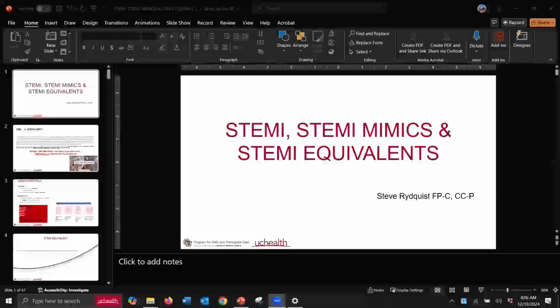We put 4 leads on everybody, right? Everybody gets monitored because we need to see what's going on. We do 12 leads to look for ST elevation, right? There's a whole lot more information that we can extrapolate from that monitor, from those rhythms, from pulse oximetry, from the waveform, and get a total clinical picture. So today I want to talk about STEMI, STEMI mimics, and STEMI equivalents.